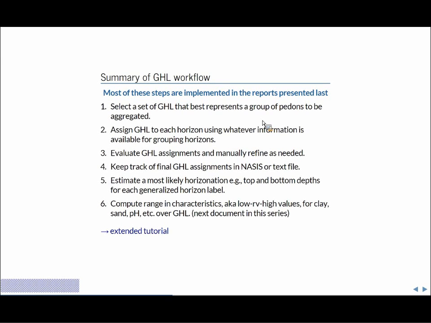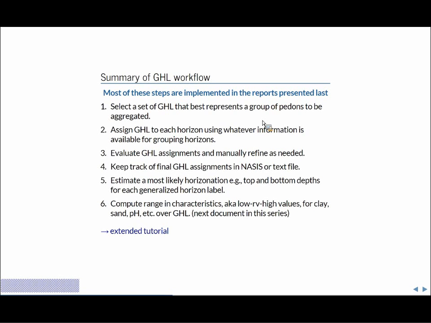So it's not a push button type of thing. There has to be a lot of operator control in this process. It's just the way it is. And then we're keeping track of those final assignments of the generalized horizon labels first in a text file, but that text file is able to be uploaded into NRCS, and that goes into a field in NRCS called the component layer ID, comp layer ID field in the pedon data structure.